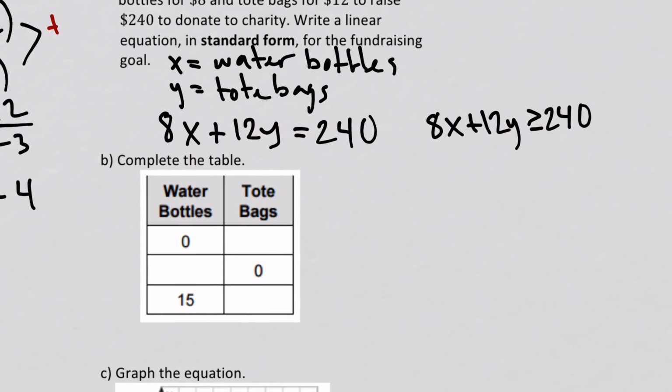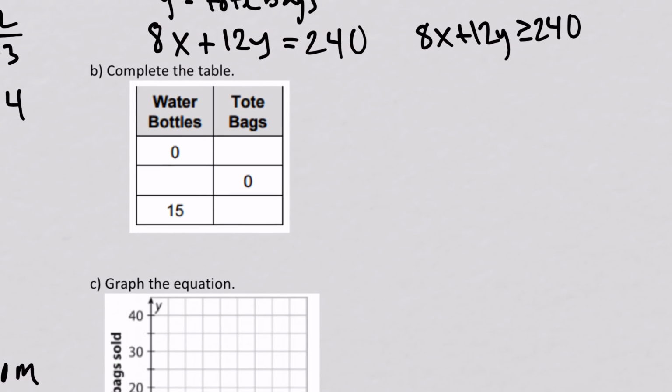All right, next part B, complete the table. If you sell 0 water bottles, how many tote bags do you need to sell? So we're going to use the equation that we just wrote right here, substitute in these numbers to see what we get for the other one. Okay, so 8x plus 12y. Now, you know what? We're going to plug in x. Let me erase this and start again.